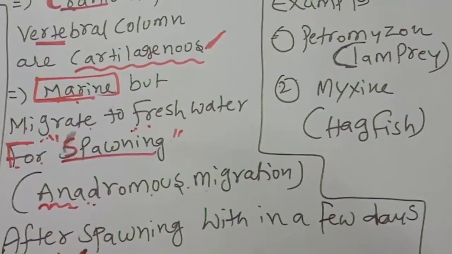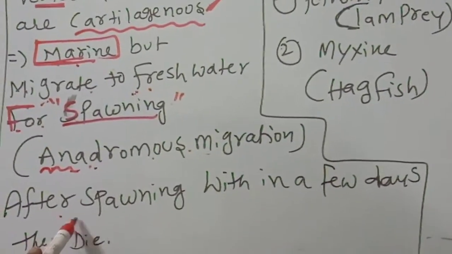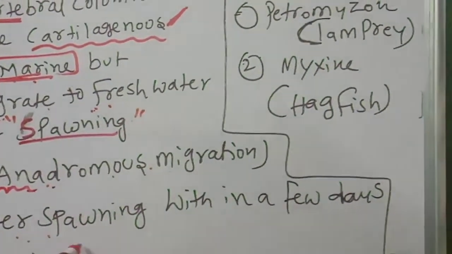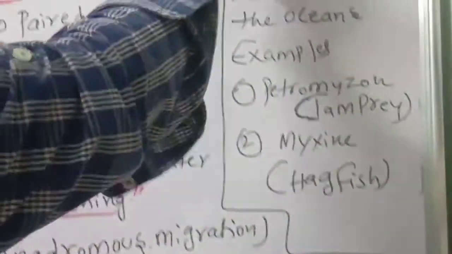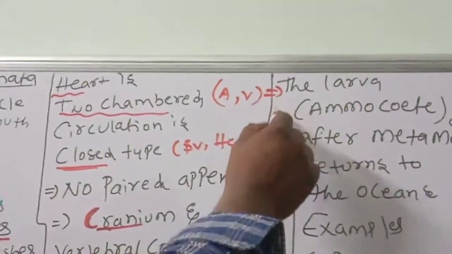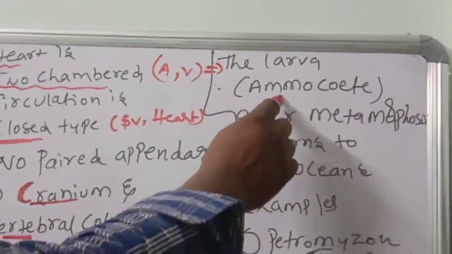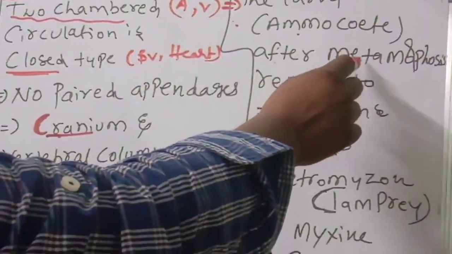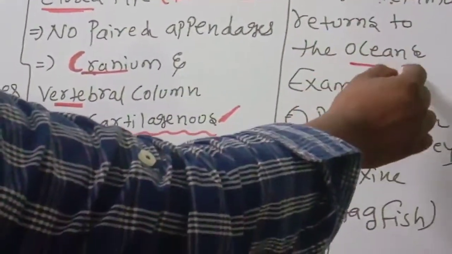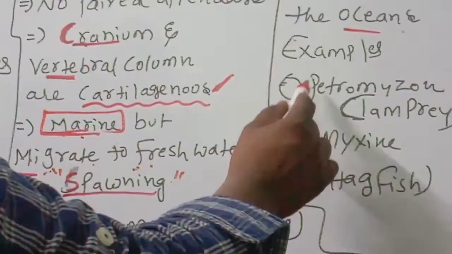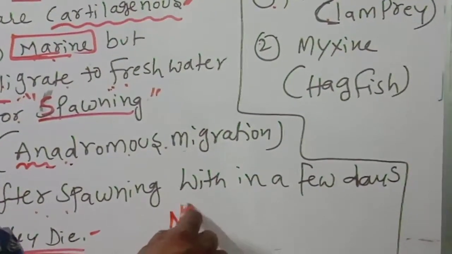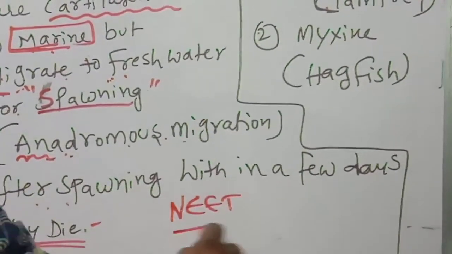After spawning, the adult one which lays the eggs will die after a few days. The larva produced by that dead one is called ammocoete. Then after metamorphosis, the ammocoete becomes a mature one that returns to the oceans. Examples: Petromyzon, lamprey, Myxine, hagfish. These are very important.